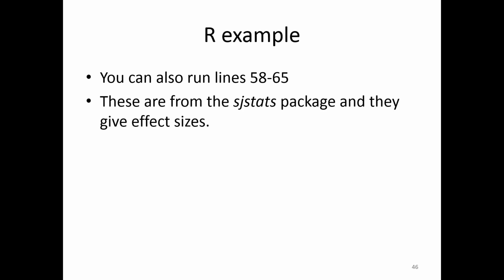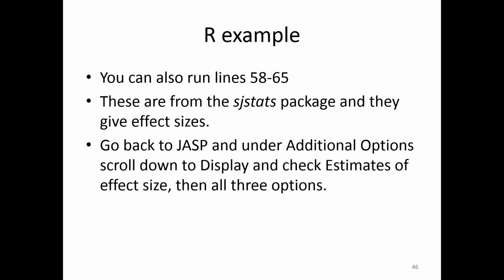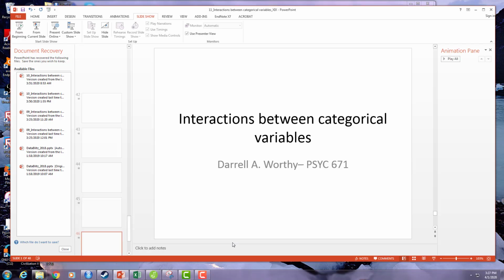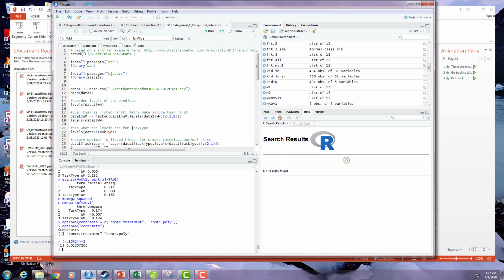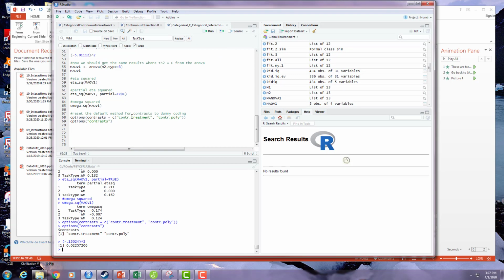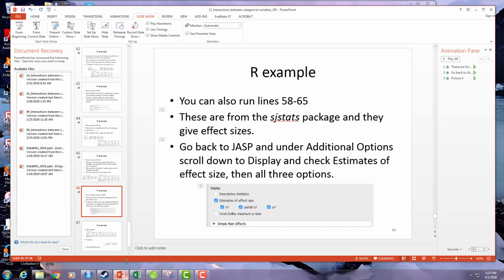Okay, so you could also run lines 58 through 65. These are from the sjstats package, and they give effect sizes. If I look at lines 58 through 65, right here, these take the ANOVA output and then compute eta squared, partial eta squared, with partial equals true, and then omega squared. Okay, so coming back to this.